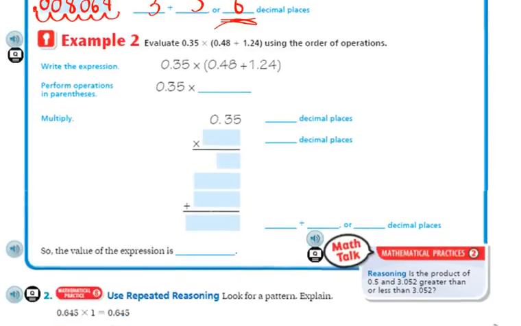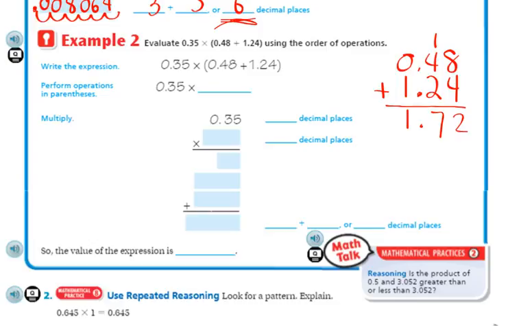All right, let's slide down to example 2 now. As we look at example 2, we can see that we're going to have two operations. I've got some multiplication and I have some addition. Using order of operations, I know I have to complete the addition step first. So, let's add, lining up our decimal points from yesterday. Adding down, drop my decimal point. 12, carry the 1, 7, and a 1. I look like I got a 1.72. All right, let's fill in our values. We are going to multiply 0.35 by 1.72.